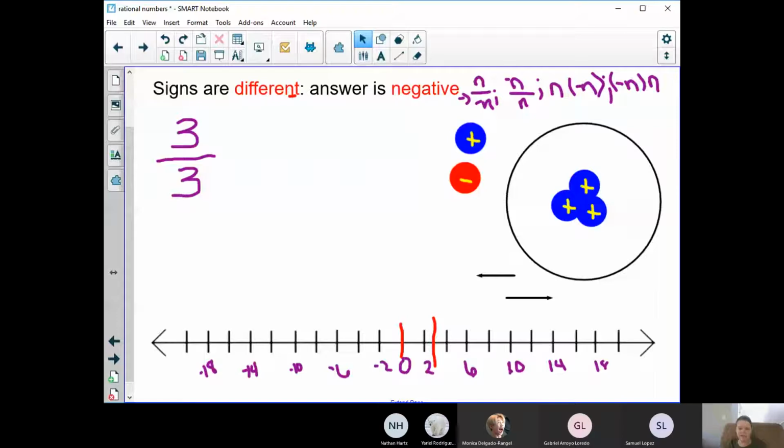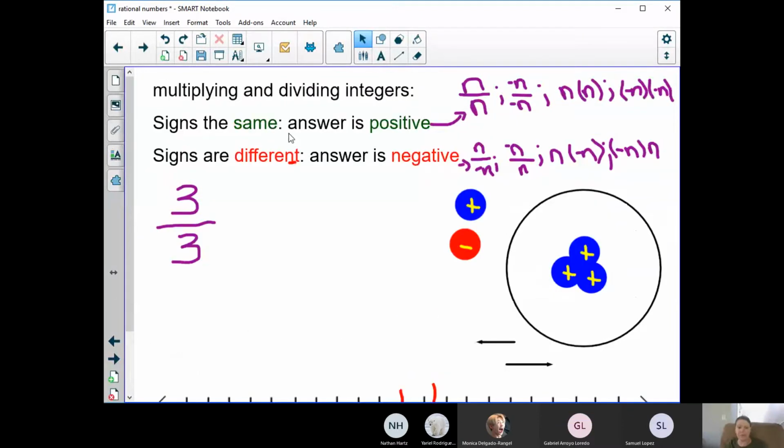And with dividing integers, the rules are the same as what we use with multiplication. If the signs are the same, so two positives or two negatives, our answer is always going to be positive. If the signs are different, the answer is negative. So it could be a positive on top and a negative that we're dividing by, or a negative divided by a positive. Both of those would result in a negative answer.